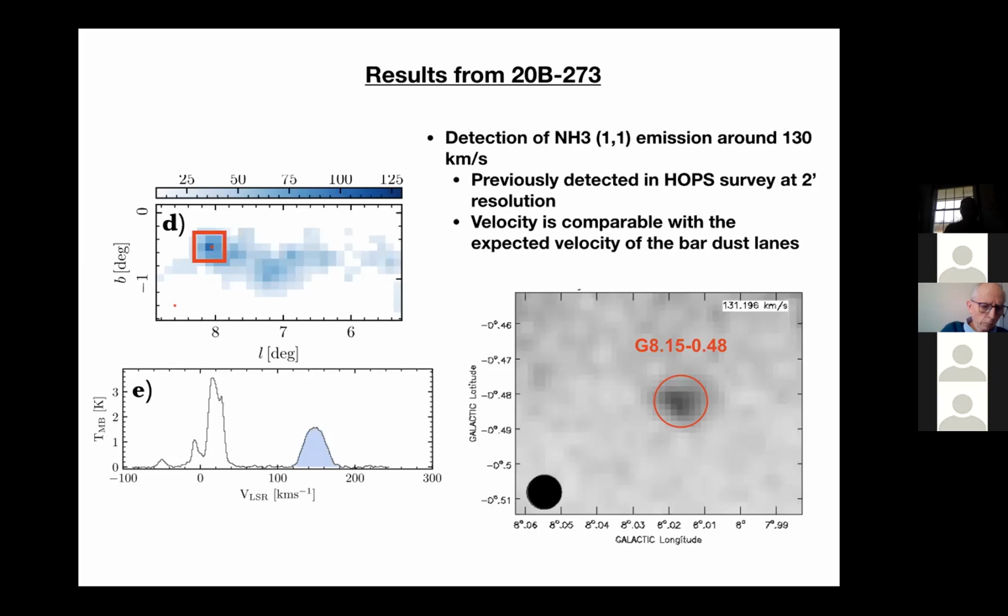In the 21A-190 study that I showed previously, those were new detections that were outside of the previous HOPS study.